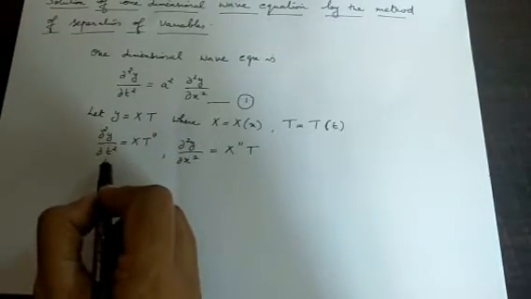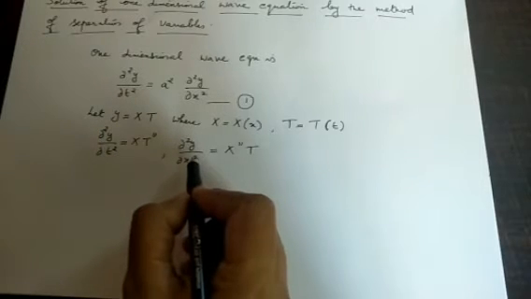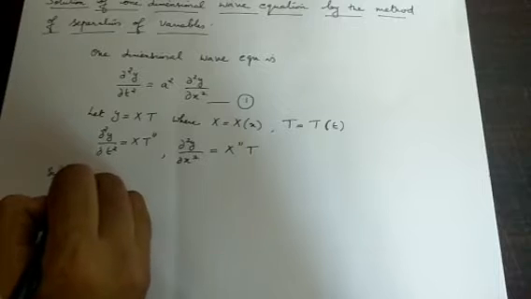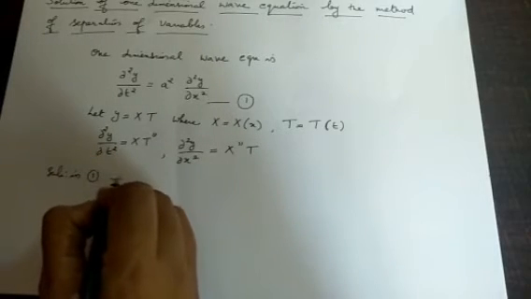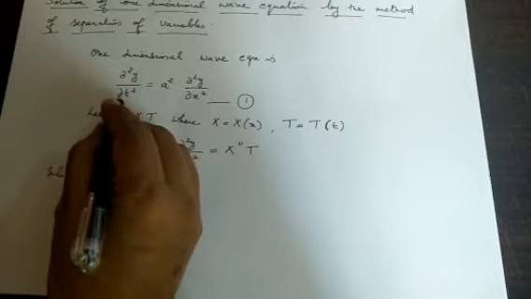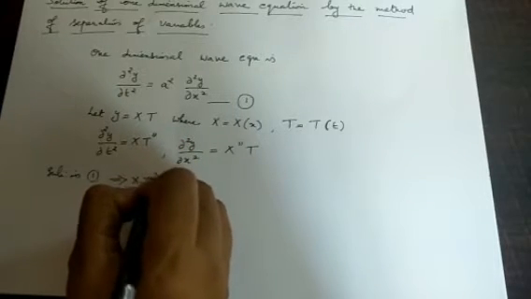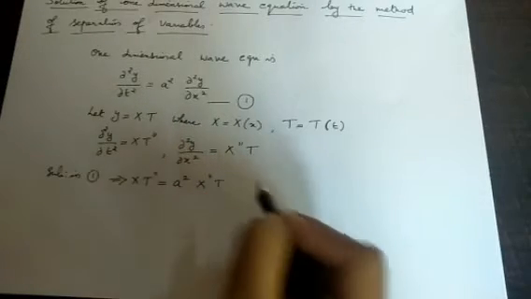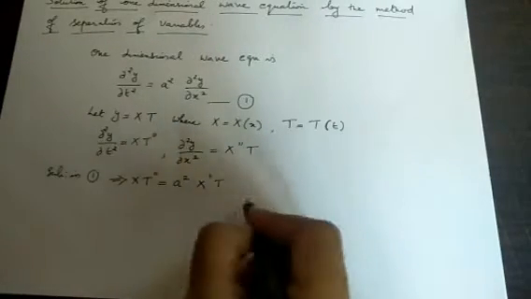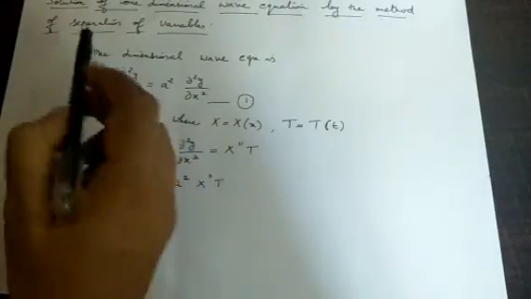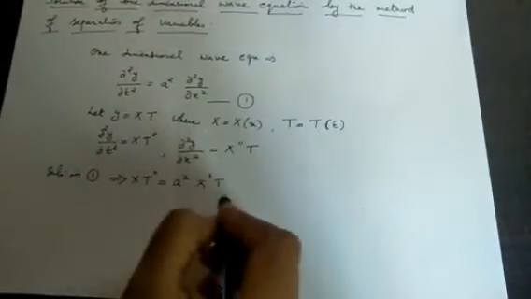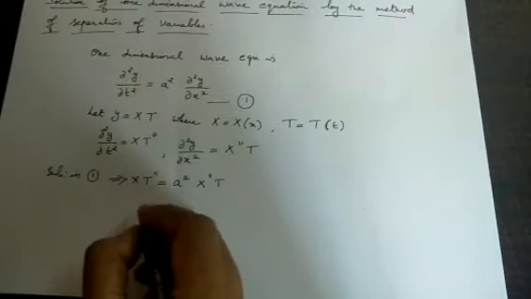Now we can substitute ∂²y/∂t² and ∂²y/∂x² in equation number 1, which implies X T'' = a² X'' T. Now, separating the variables. Here the title is solution of one-dimensional wave equation by the method of separation of variables. Therefore, here we are separating the variables, that is x and t.